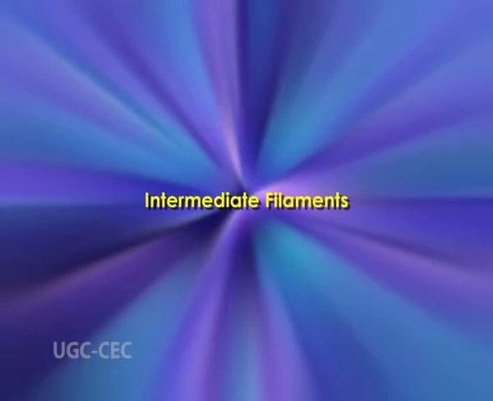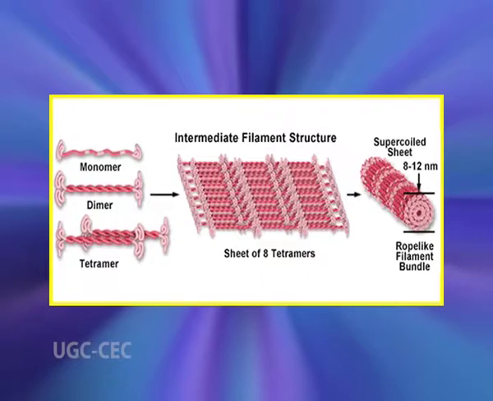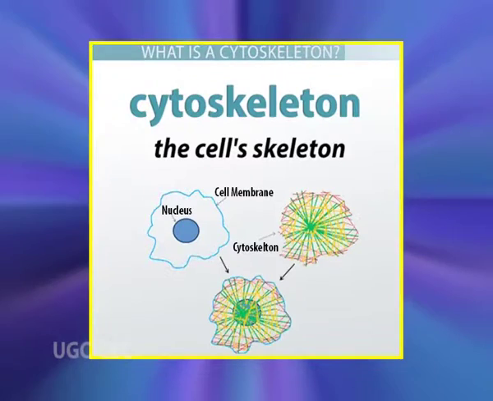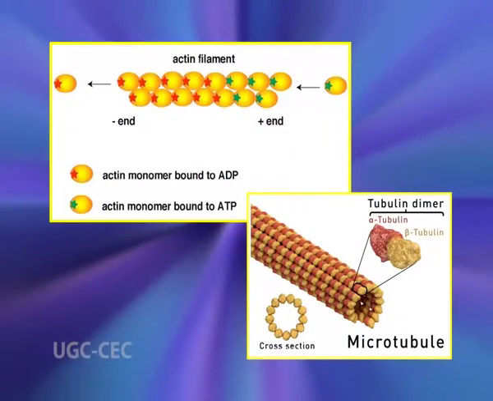So first and foremost, the concept of intermediate filaments. Intermediate filaments have diameters between 8 and 11 nanometers, which is intermediate between the diameters of the two other principal elements of the cytoskeleton, that is, actin filaments and microtubules. Intermediate filaments are composed of a variety of proteins that are expressed in different types of cells.